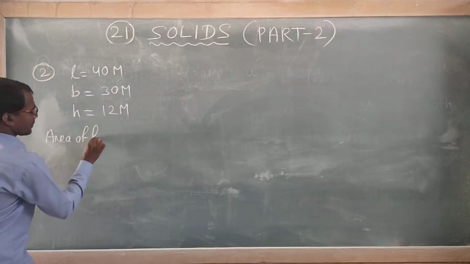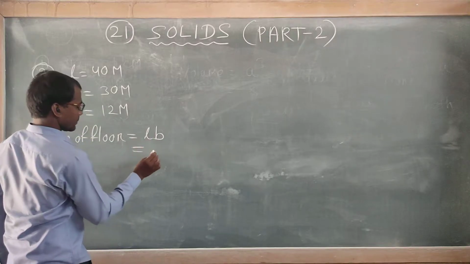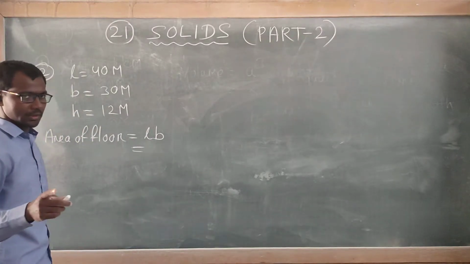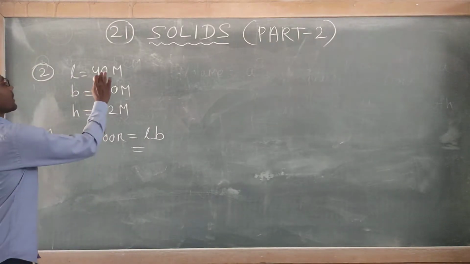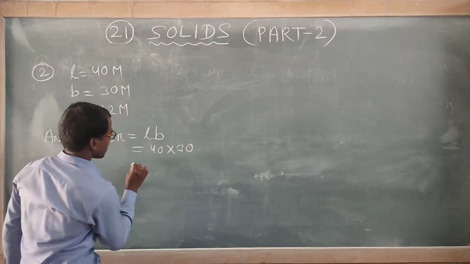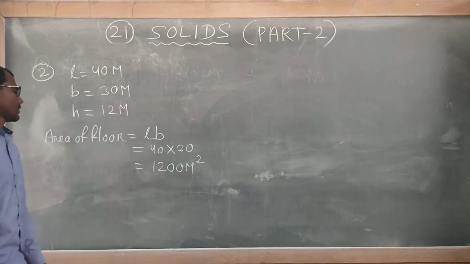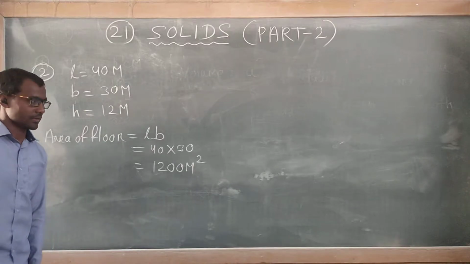Area of floor is equal to L B, length into breadth. It is a rectangle. So L B means 40 into 30, which is 1200 square meter. So area of floor is equal to 1200 square meter.